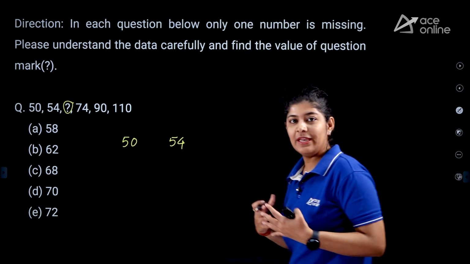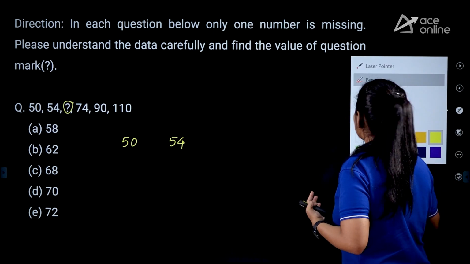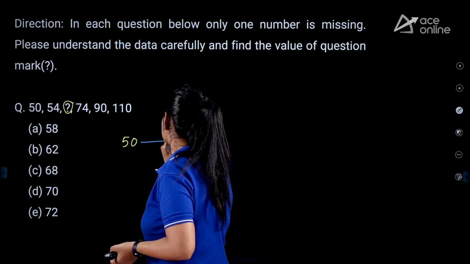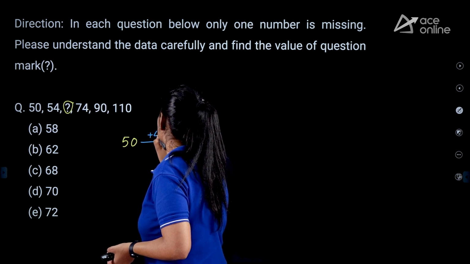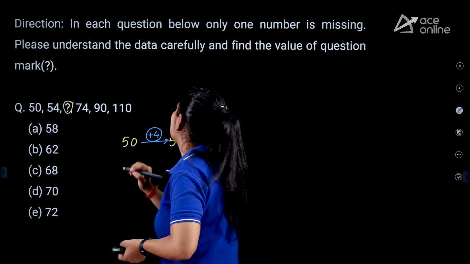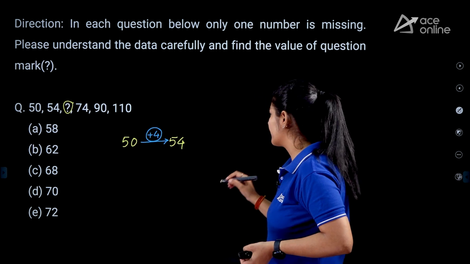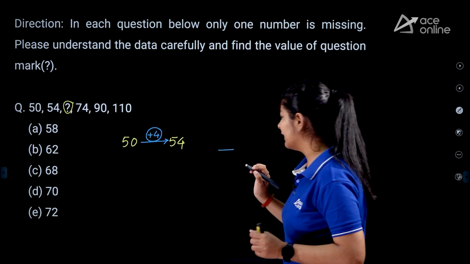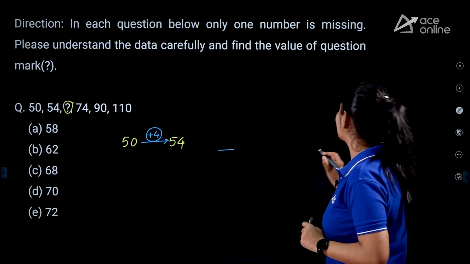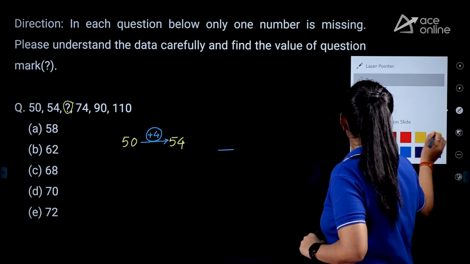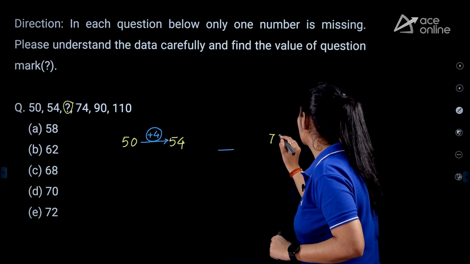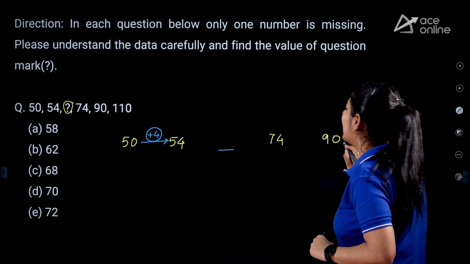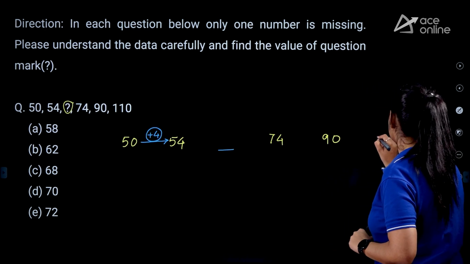Now in which way can I make my 50 into 54? All I need to do is add plus 4. Now after that I am having a missing term, so I am just leaving a blank over here. After that I am having 74, after that 90, and after that 110.